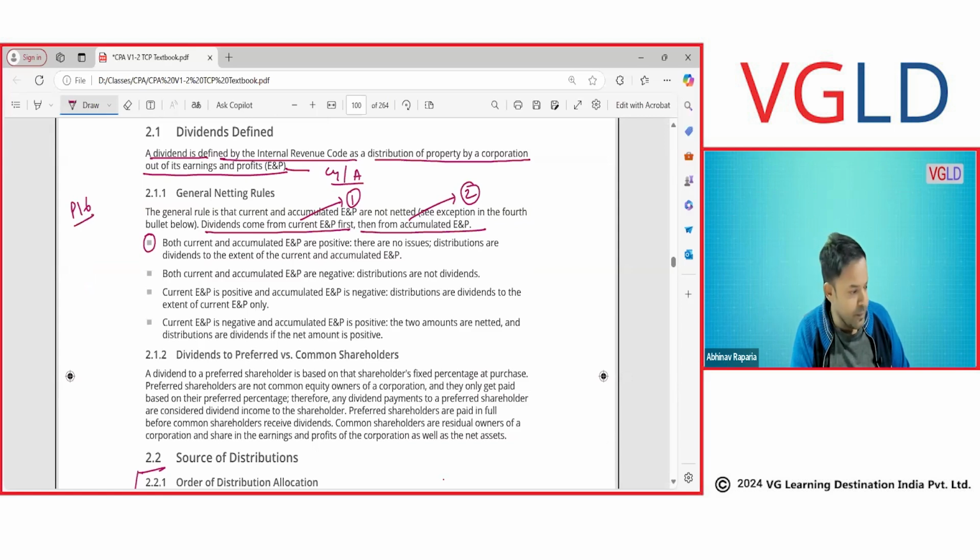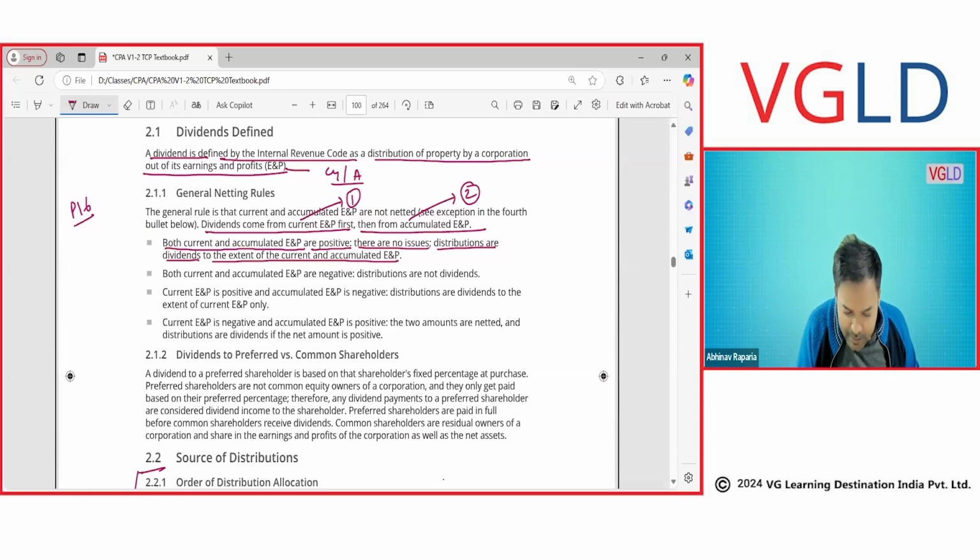Circle 1. Both current and accumulated are positive. There are no issues. Distributions are dividend to the extent of that. Obviously, we know that. Nothing new. Point clear, guys? That's exactly our scenario number 1.